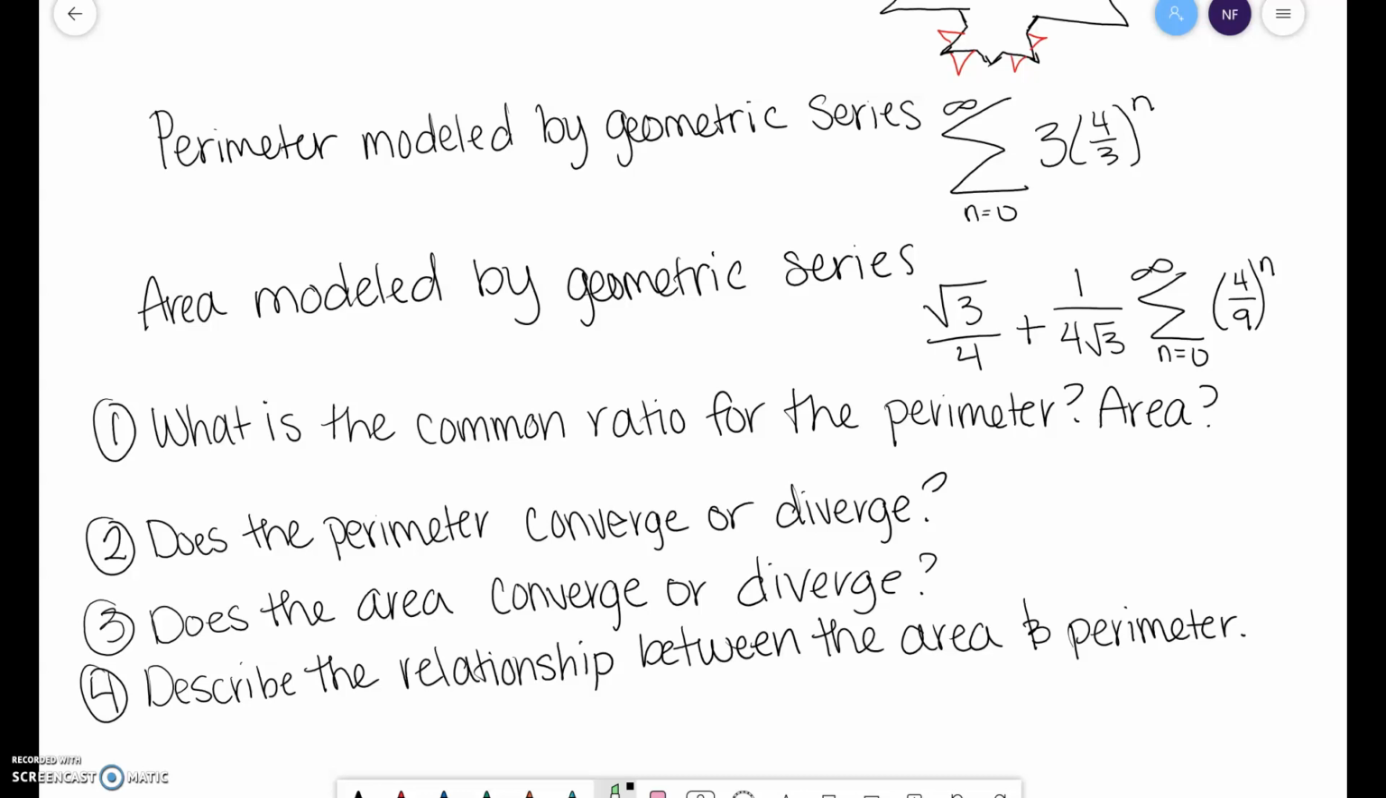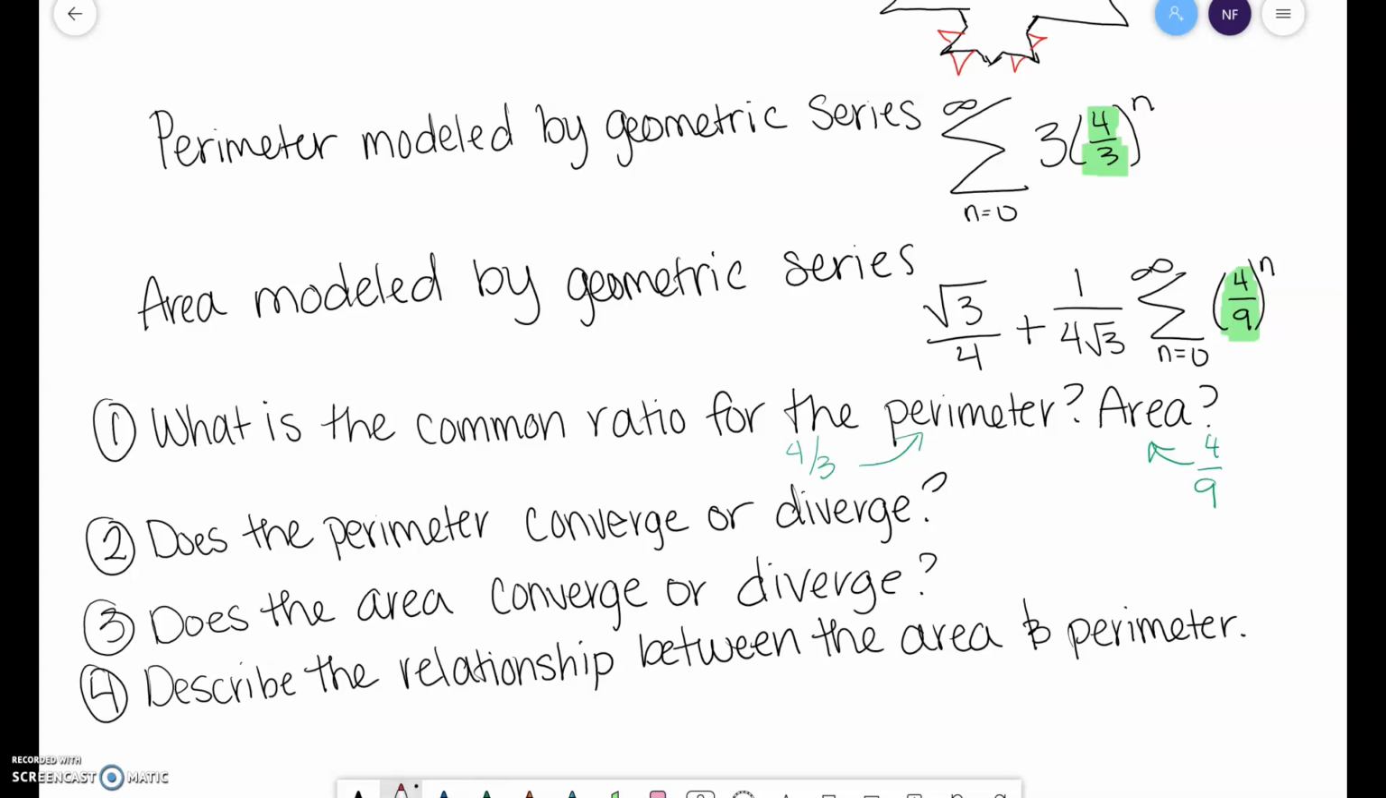Okay, so hopefully you paused it and you gave it a try. So the first one is, what is the common ratio for the perimeter? Well, let's look at it. Here is our common ratio for the perimeter. And then here would be our common ratio for the area. So for the perimeter, it is 4/3. For the area, it is 4/9.